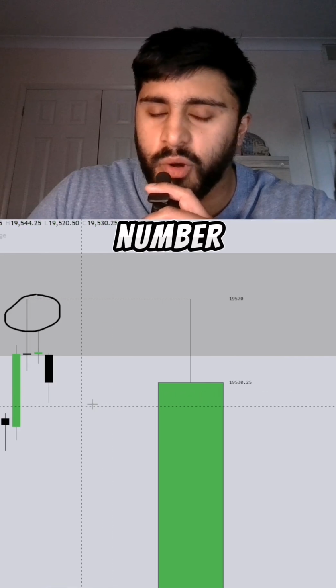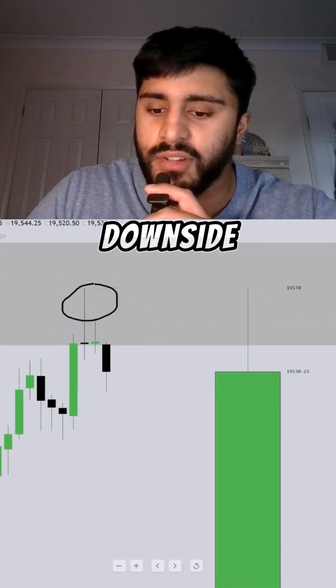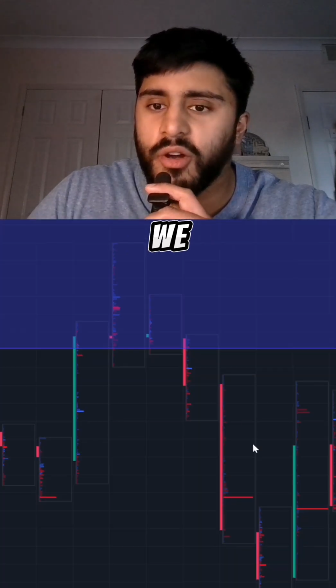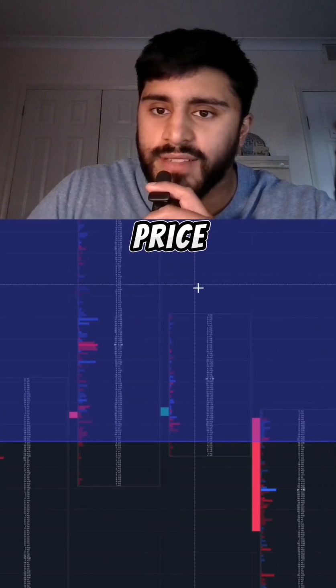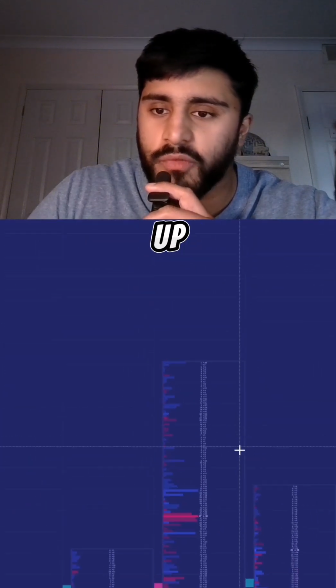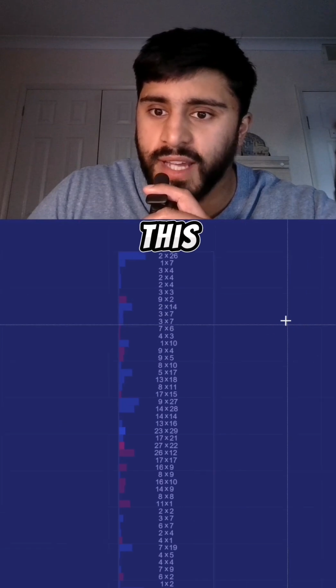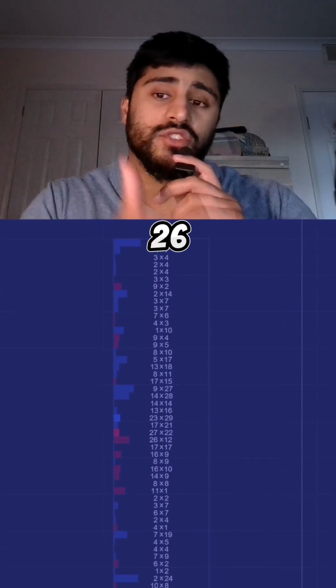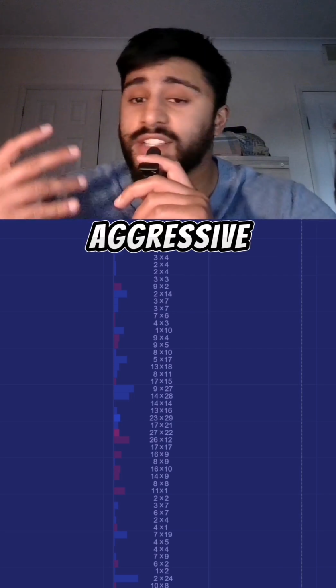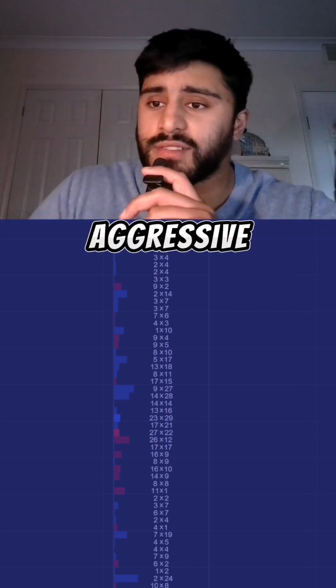So what you're looking for, number one, is a wick rejection to the downside. That is important because when we go to the order flow ATAS platform, what we can see over here is price has given us a significant dry up of the volume. In fact, when we go to the top of this candle, we can see more aggressive buyers and sellers: 26 for 2, which means that there's 26 aggressive buyers and there's only 2 aggressive sellers.